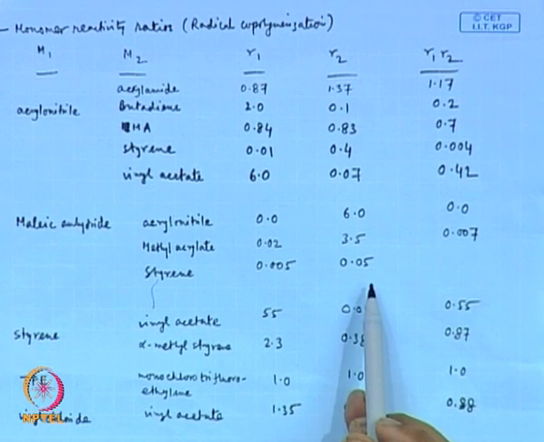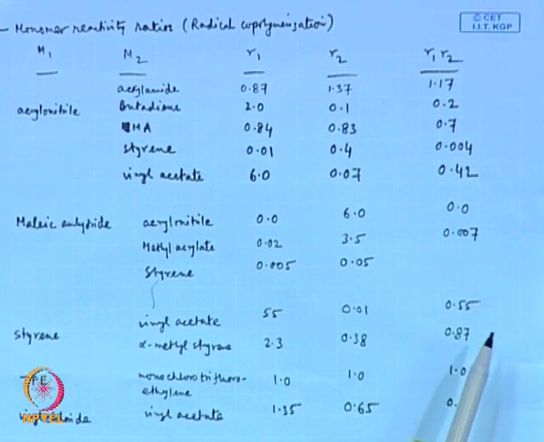Now, when the structures are quite similar, like tetrafluoroethylene and ethylene, or tetrafluoroethylene and monochlorotrifluoroethylene, their structures are very similar. So, their reactivity ratios are almost close to 1. So, they basically give a perfect ideal copolymerization.